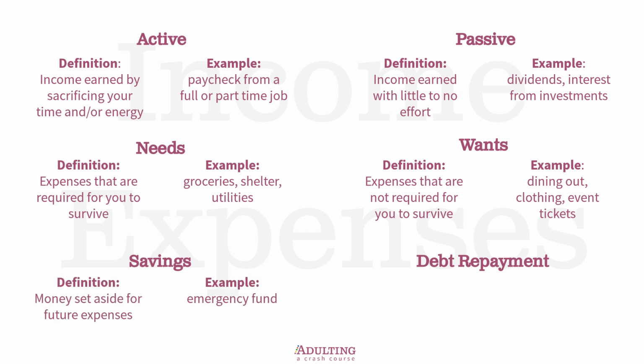Savings are money set aside for future expenses. Maybe you're planning an upcoming wedding. You probably have some savings for that. They also help account for unexpected expenses like your car breaking down. And finally, debt repayment. If you owe someone money, whether it be a student loan or credit card debt, for example, that's money coming out of your bank account, and it needs to be accounted for in your budget.